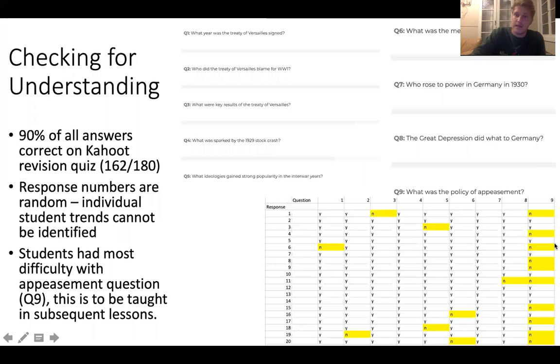So this is the data that we've got here from that Kahoot game. Disregard the response numbers. They aren't student specific, they're all random, so you can't really get anything out of that. But basically from this, the students were seen to be ready to move on. And this category here was about the appeasement policy, so still a lack of understanding there.